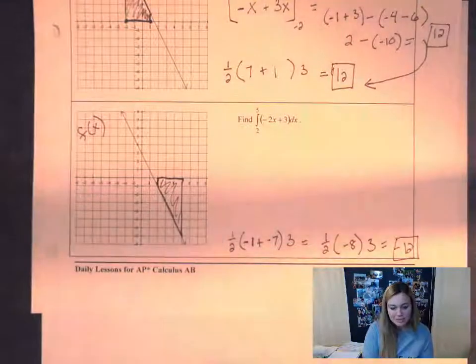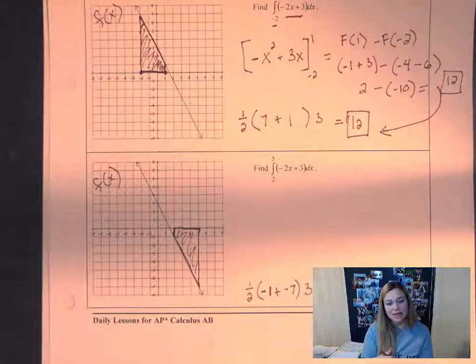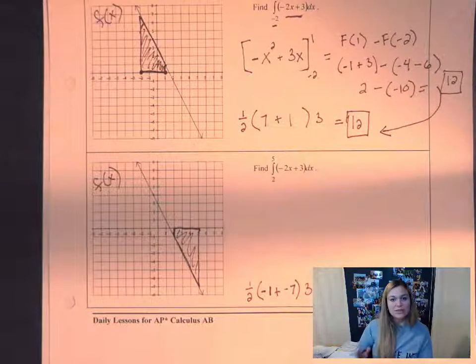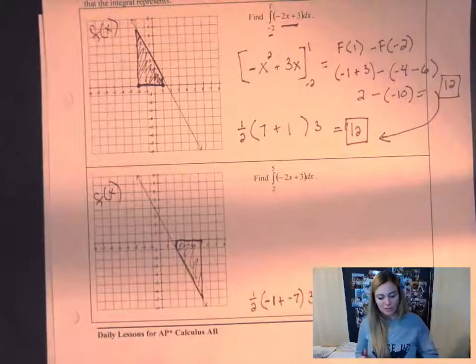This is below the x-axis. This one was above the same area. Any area that's shaded under the x-axis will be negative. Okay, so let's just see, does fundamental theorem of calculus still help us here?